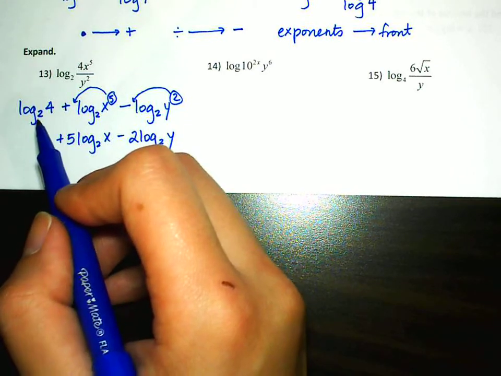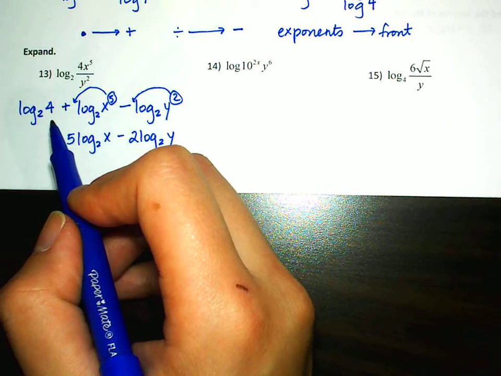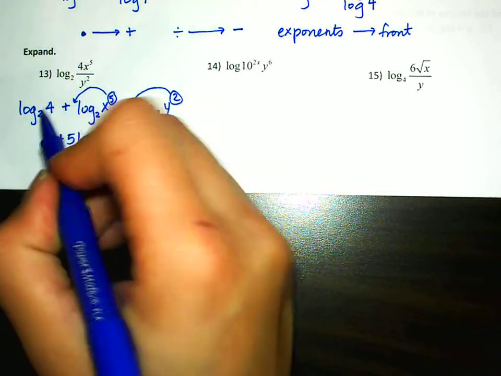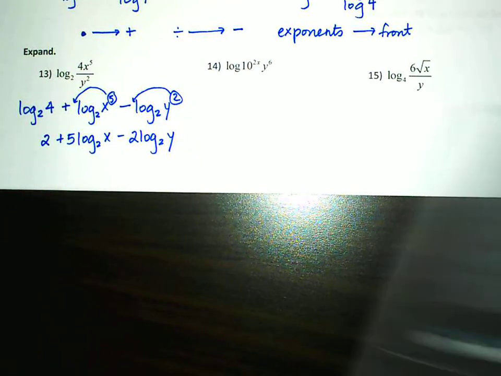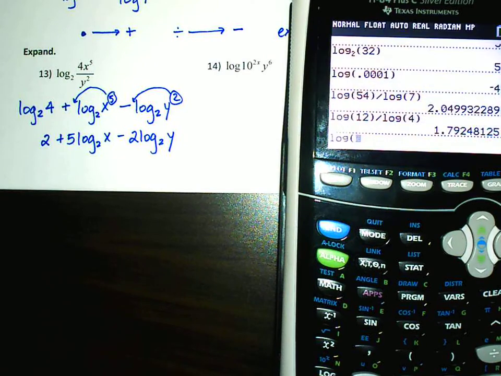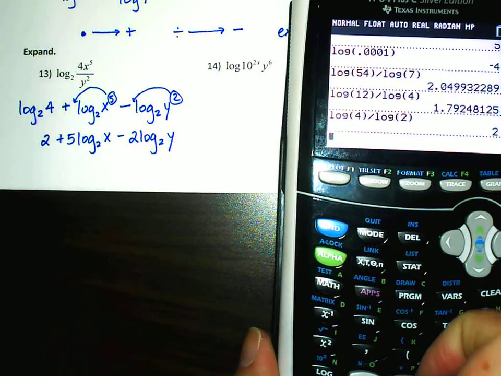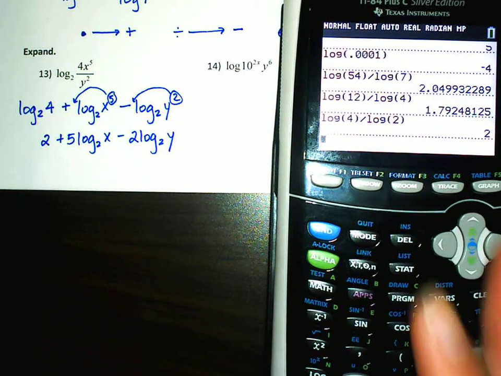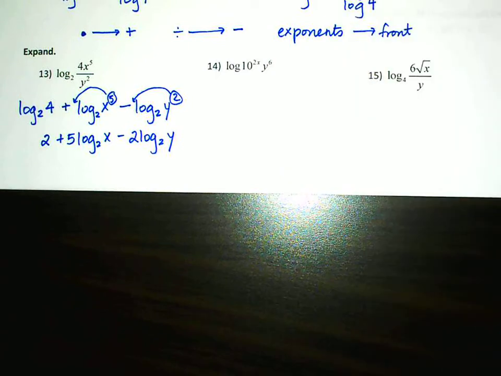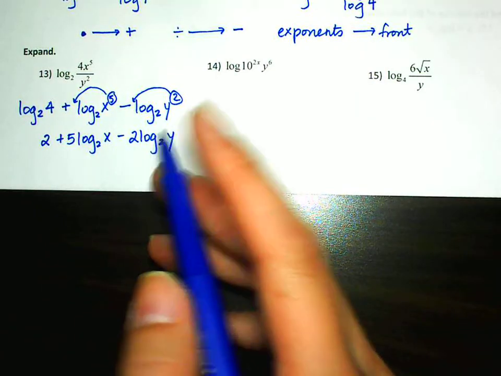So log base 2 of 4, that's 2 raised to what power is equal to 4? Well, 2 squared, so this actually equals 2. Okay, you can also double check that. So I'm going to go ahead and do log of 4 divided by log of 2, and that just equals 2. Okay, so if it becomes a whole number or a decimal that ends, you want to go ahead and write it out that way. So this is my final answer for number 13.